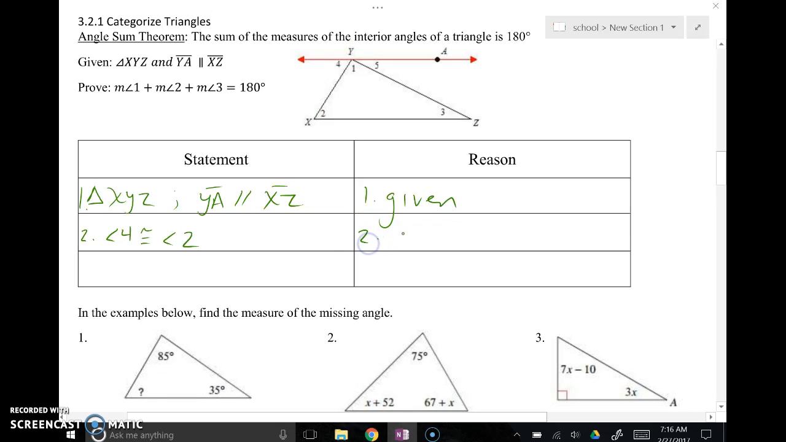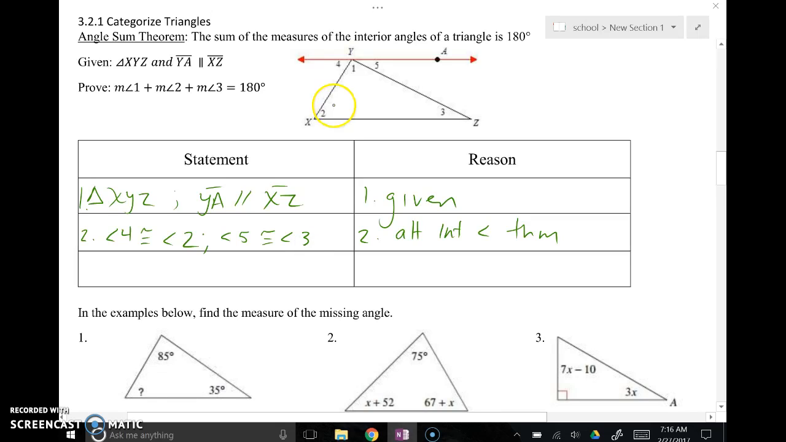And again, that would be the alternate interior angle theorem: if lines are parallel and cut by a transversal, then alternate interior angles are congruent. And you have the same thing happen on this side with 5 and 3. So I'm going to actually include those on the same step since it's the same reason.